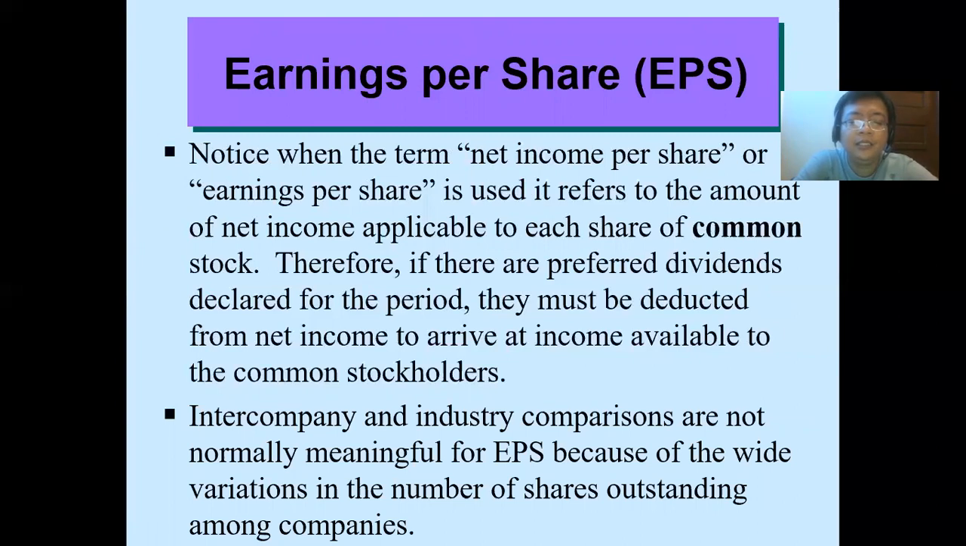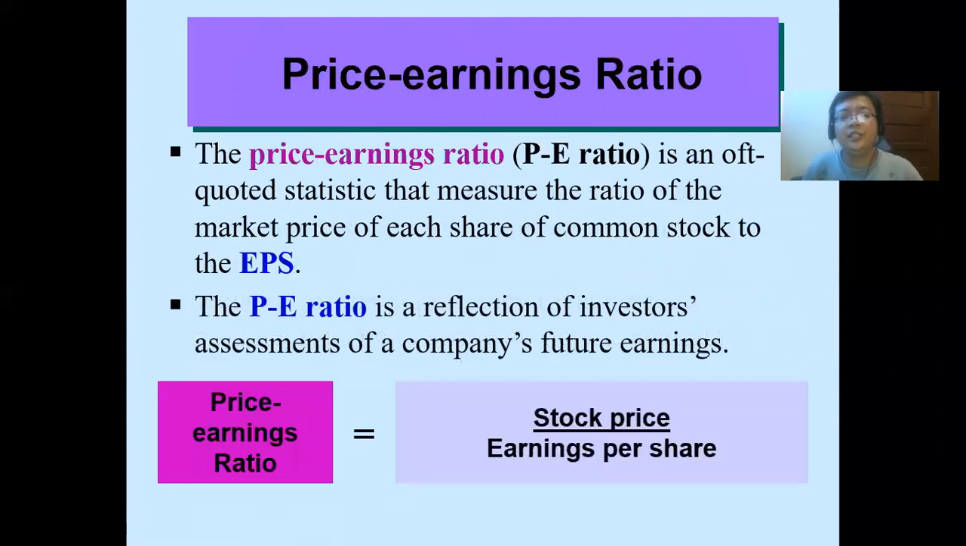So intercompany and industry comparisons are not normally meaningful for EPS because of the wide variations. You have also price earnings ratio, meaning market price divided by your earnings per share. It reflects the true value of your stocks, or investors' assessment of the company's future earnings. If your stock price is high relative to your earnings per share, meaning you're overpriced. If it goes lower, it is underpriced. So PE is often quoted as a statistic that measures the ratio of market price for each share of common stock to the EPS.